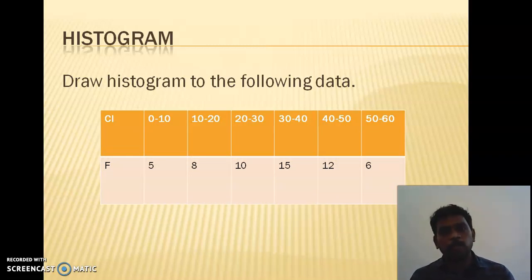Before that we have seen bar graph and also double bar graph. A bar graph and a double bar graph contain only frequency distribution data, not a class interval. The class interval is only for a histogram. Now we are going to see how we can draw a histogram. So look at the video now.